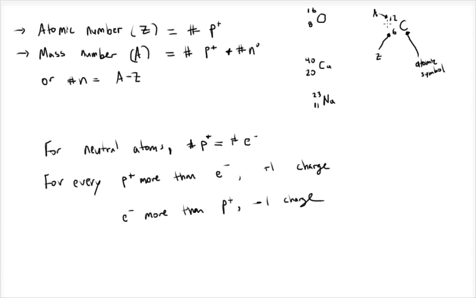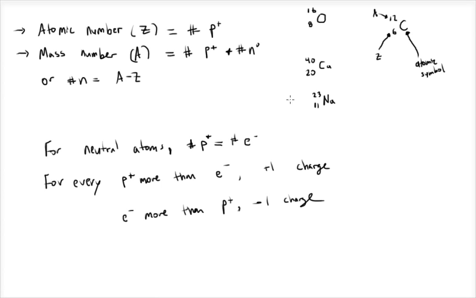We can use the same technique to look at oxygen, oxygen 16. Oxygen 16 has 8 protons, like all oxygen atoms do, and it has 16 protons plus neutrons, which means it must have 8 neutrons, because 8 protons plus 8 neutrons would give you 16. Calcium 40 has 20 neutrons. Sodium 23 has 12.